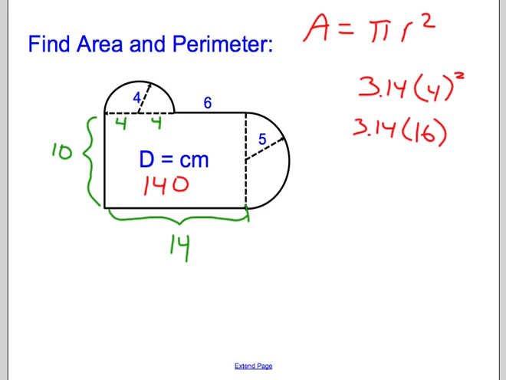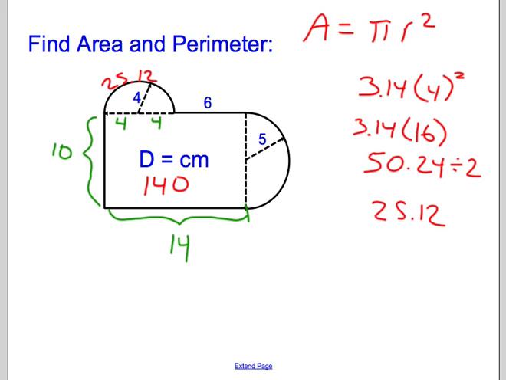What do you get on that one? 50.24? Okay. Is that it? No. Why not? You have to divide it by 2 because it's a semicircle. So divide that by 2. 25.12. Okay.